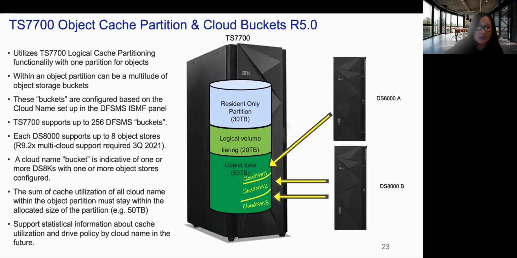We separate that out, and here I call it cloud name. These cloud names are the DFSMS cloud network construct that you have to set up to use TCT from the host. So this is the name you provided in that ISMF panel on z/OS to set up TCT going to a certain DS8000. So what we do is we leverage that information and we actually separate the data further out inside the 7700 into these smaller buckets. Even though they're all in the same partition, they are actually logically separated internally.